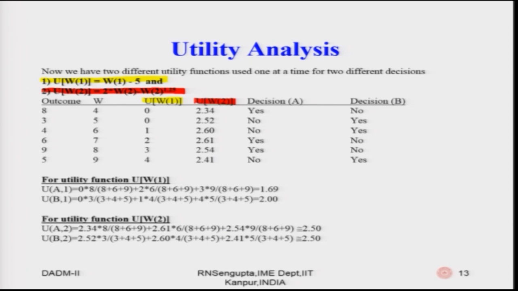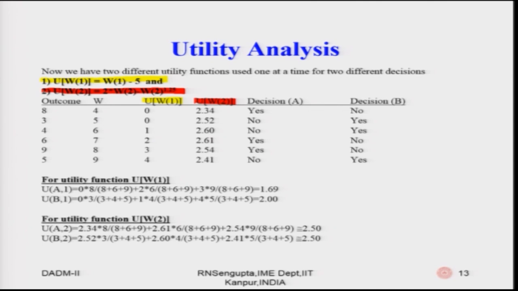The corresponding logic would be for outcome 8, 6 and 9, the decision under B is not possible, while outcome 3, 4 and 5 under decision B is possible. Now, within information, we will try to find out the expected value. How do we do that? Let us come one by one.